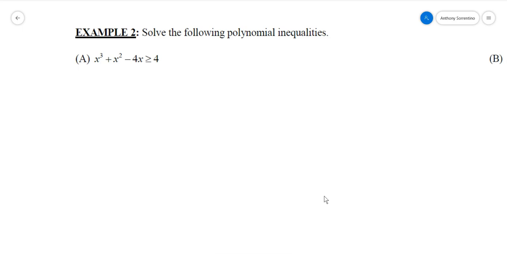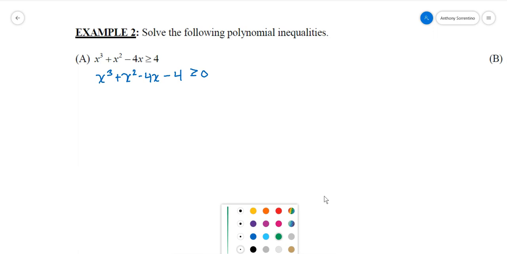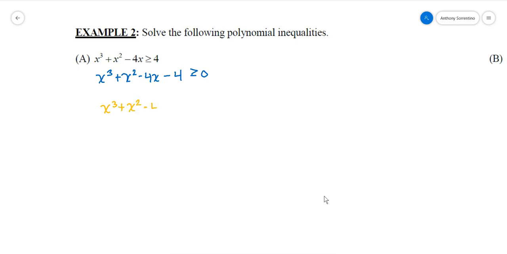And we are going to be trying to do some sort of factoring, because again, the first thing we want to do is get this set to 0. So I'm going to take this inequality and rewrite it: x cubed plus x squared minus 4x. I'm going to be subtracting 4 from both sides, so this side's going to have a minus 4. This is going to be greater than or equal to 0. Now I'm going to solve a similar equation. So I'm going to set up x cubed plus x squared minus 4x minus 4 equal to 0.